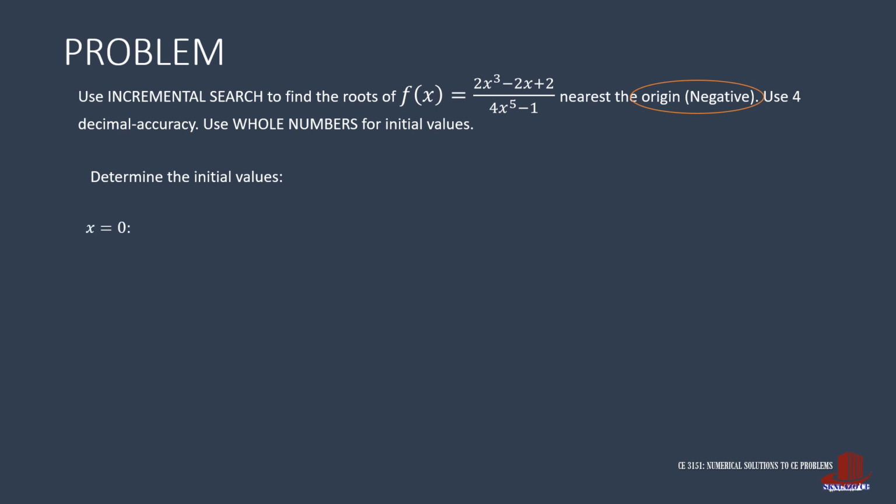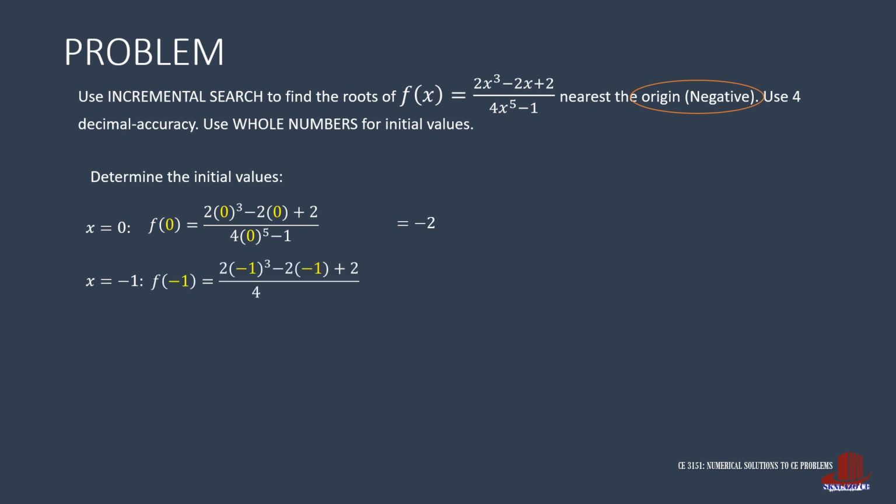So we can start with x equal to 0, where the function becomes 2 times 0 cubed minus 2 times 0 plus 2 all over the quantity of 4 times 0 raised to 5 minus 1. The result is negative 2. Then assume a negative value. Take x as equal to negative 1.